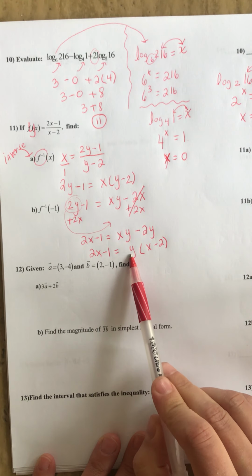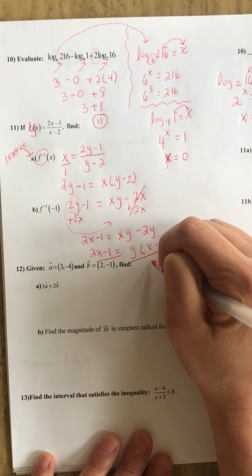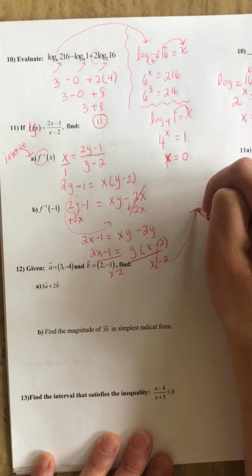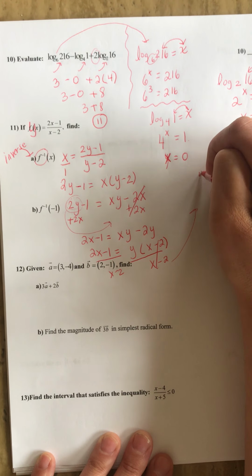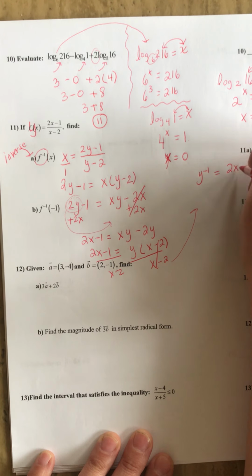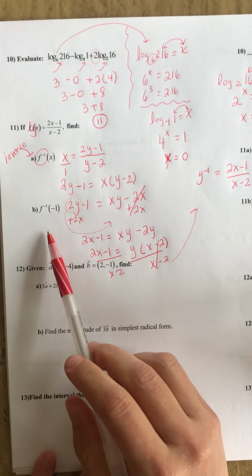And now I can finally solve for y by doing the opposite operation. So I'm going to divide both sides by x minus 2. And my final answer for over here is f inverse of x, which is the inverse, is equal to 2x minus 1 divided by x minus 2. Okay, that's just for part A.